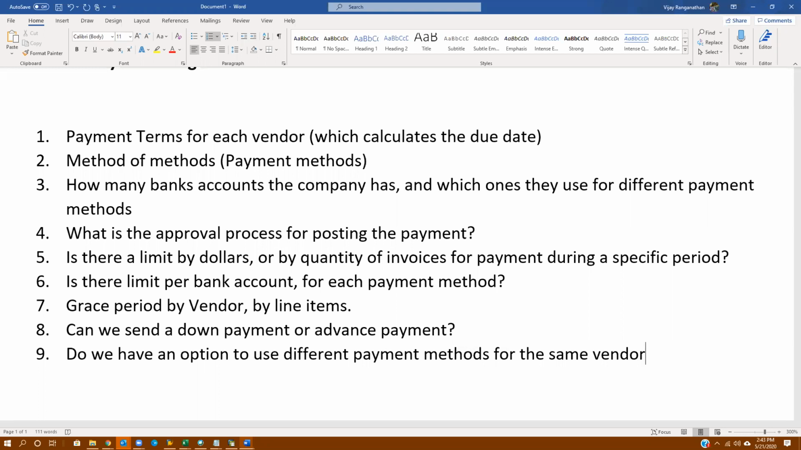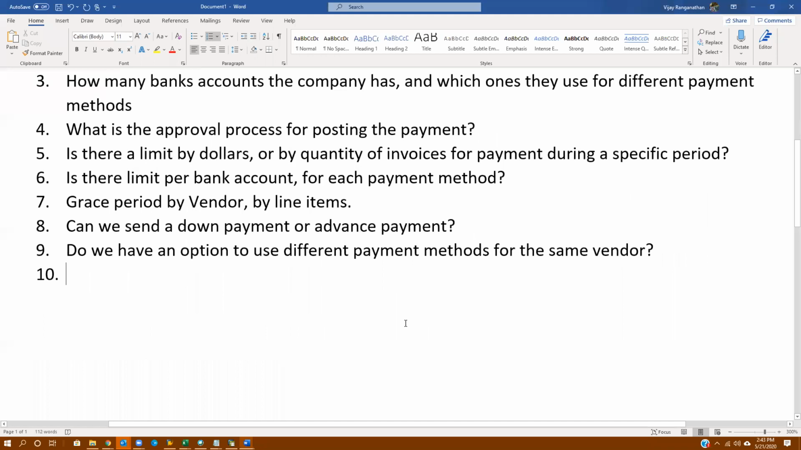For some vendor might say for this invoice you pay by check, for the other invoice you pay by direct deposit, right? They can say that. Yeah. So we have to have an option, right? Yeah. Good. So criteria to match for the payment, on what basis are we going to match?